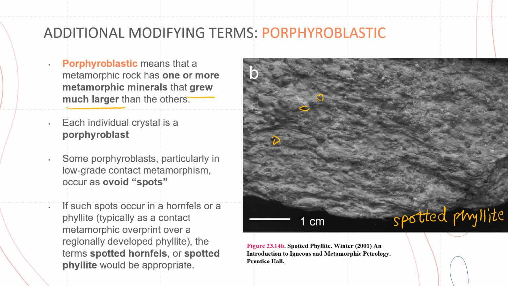we can see spots protruding, showing that there are minerals that have grown much larger than the other ones. And if such spots occur in hornfels or phyllite, like our example here, then the term spotted hornfels or spotted phyllite would be appropriate.